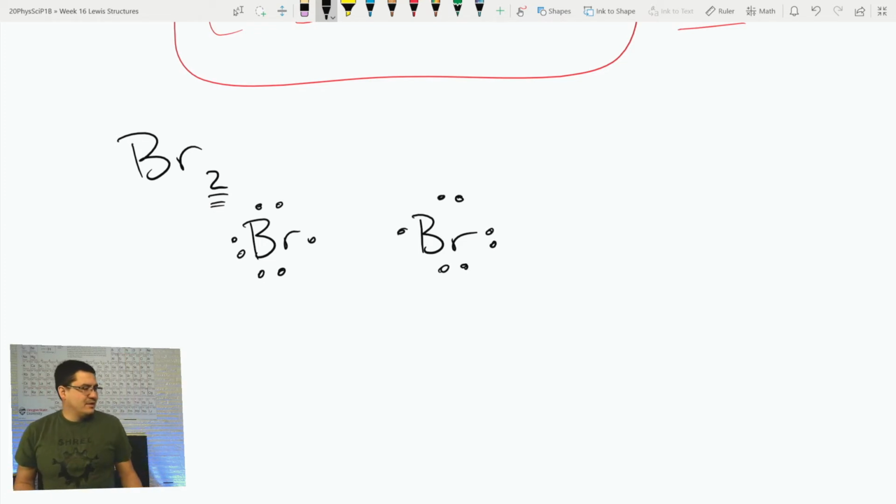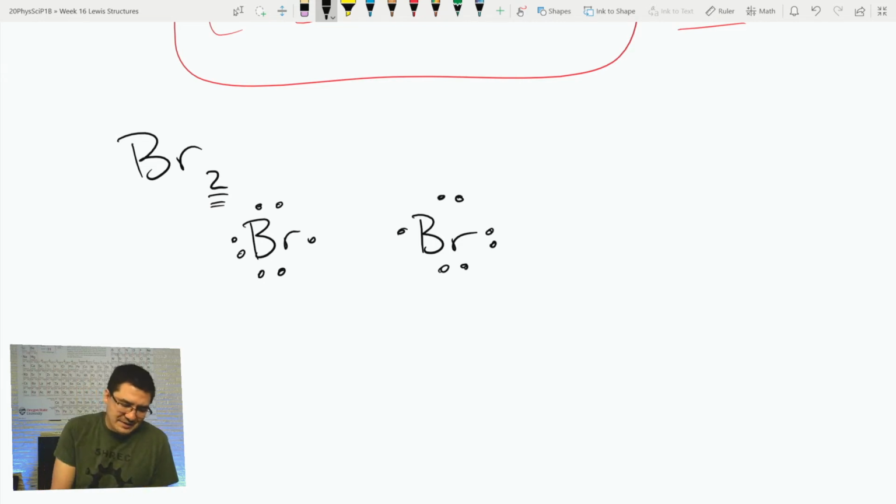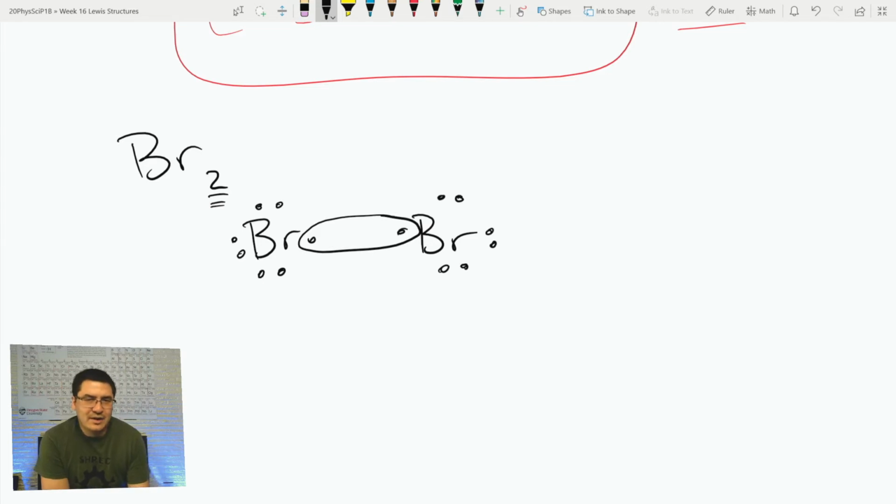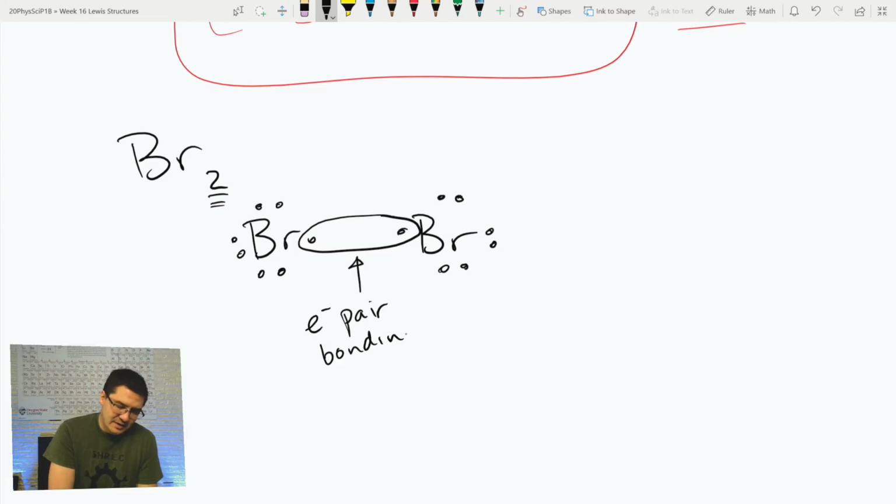And maybe you can see that both of them are 1 short of a full octet. So what happens is, the bromine shares one of its electrons with the other bromine. Both of them share 1 electron. So this is called a pair of electrons, and it's the bonding pair.